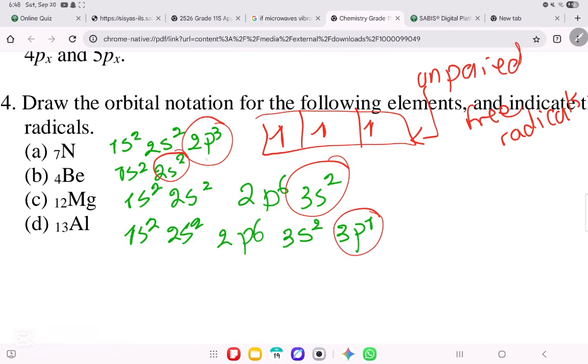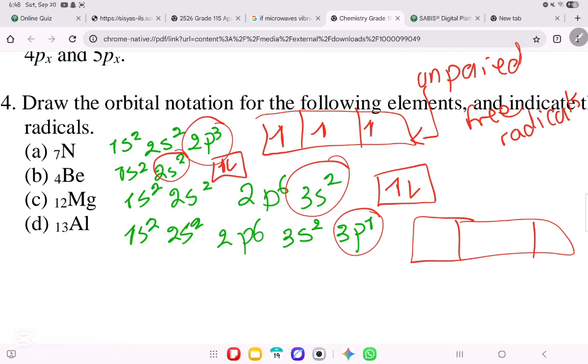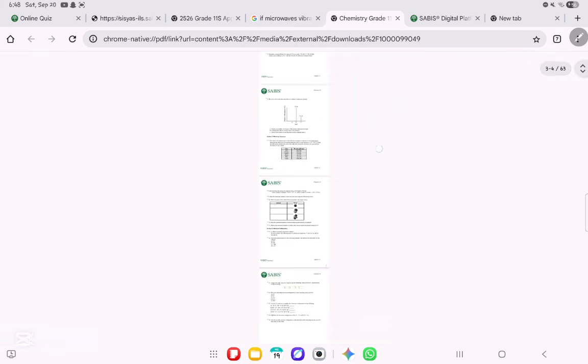For this one, S is only one box. You have 1 up, 1 down. It's not a free radical, it's full. S also has 1 box, 1 up, 1 down. Same scenario. P has 3 orbitals, 3 boxes, but it has only 1 electron. So this electron is unpaired. So what do we call it? We call it a free radical. So that's question number 14. We'll move on to 15.